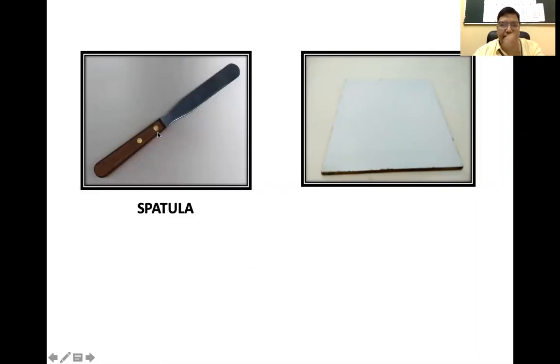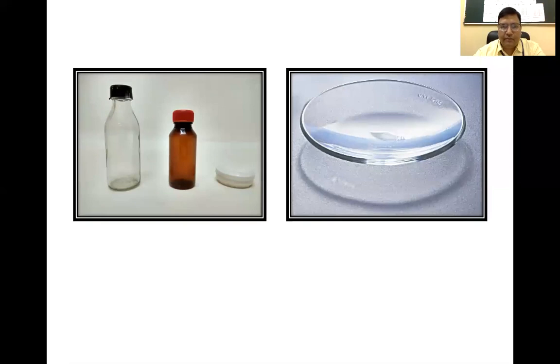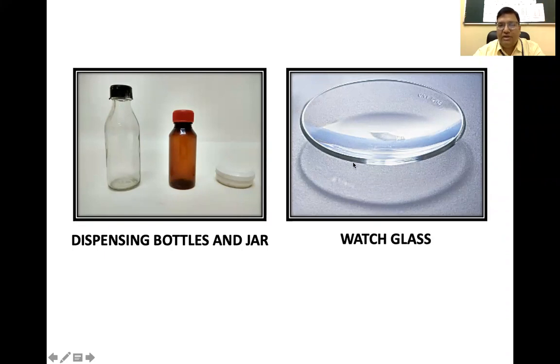This instrument is a spatula, which is used to mix powders on the tile. This is a tile, and this is used to take out the substances from your mortar also. These are your dispensing bottles and jars. This is the jar, these are the different bottles, and this is your watch glass. Watch glass is kept on the balance, so that the chemical substance which you are going to weigh does not stick and does not react. So we use a watch glass.